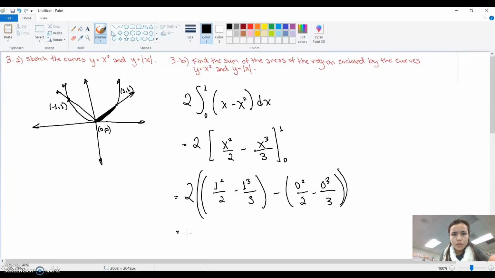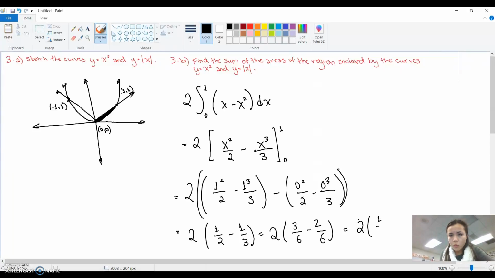So that's just 2 times 1 over 2 minus 1 over 3. And that's 2 times 3 over 6 minus 2 over 6. It's 2 times 1 over 6, which gives us 1 over 3. And that's the area between the two curves.